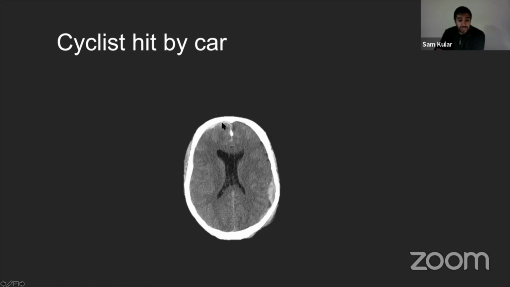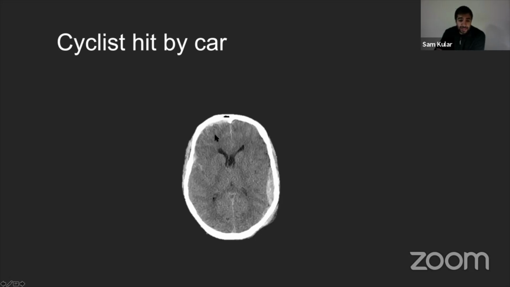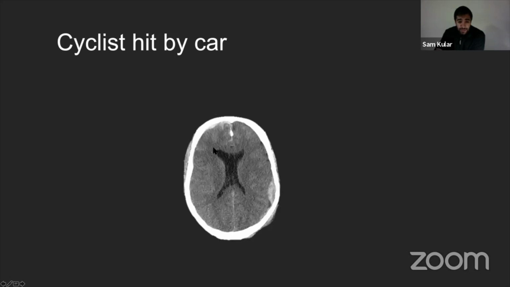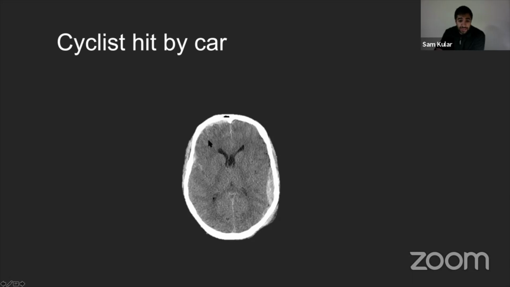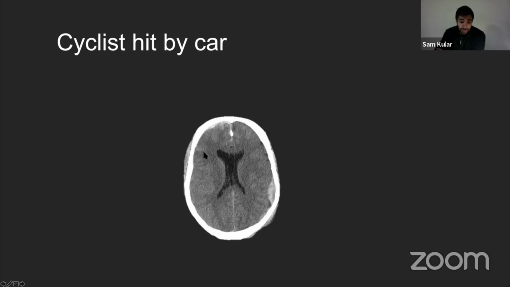And the blood doesn't always have to collect. If there's not enough of the blood, it won't necessarily go all the way around in a crescent shape. If it's just a small amount of blood, it may just start coming around like this and stop. But then you'll also notice some further blood within the sulci of the brain as well, and that again is in keeping with subarachnoid blood.